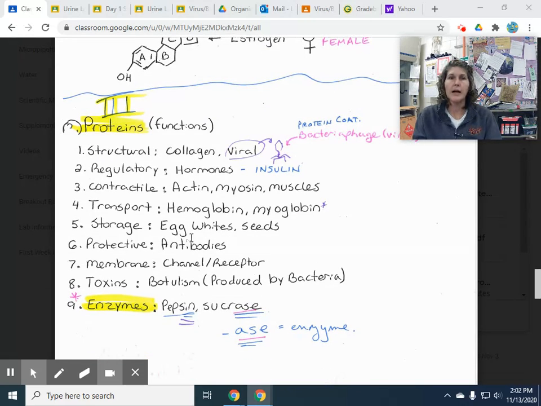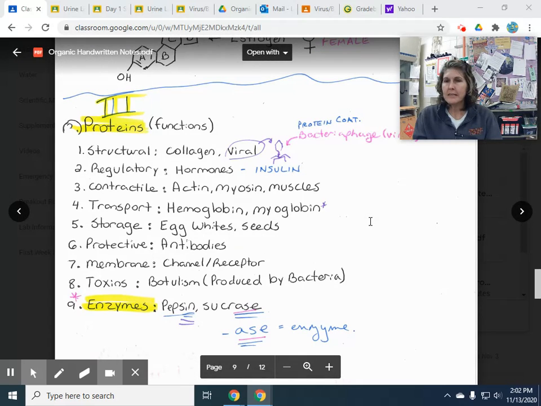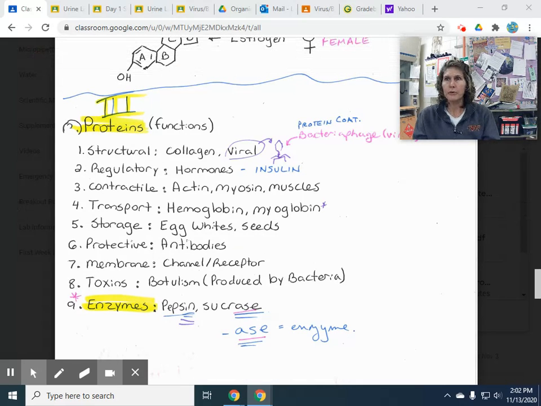You guys did the protein lab on it. Storage, protective. They help to make your antibodies. Really important this time of year, especially this year more than ever. They help to fight infections within your body.